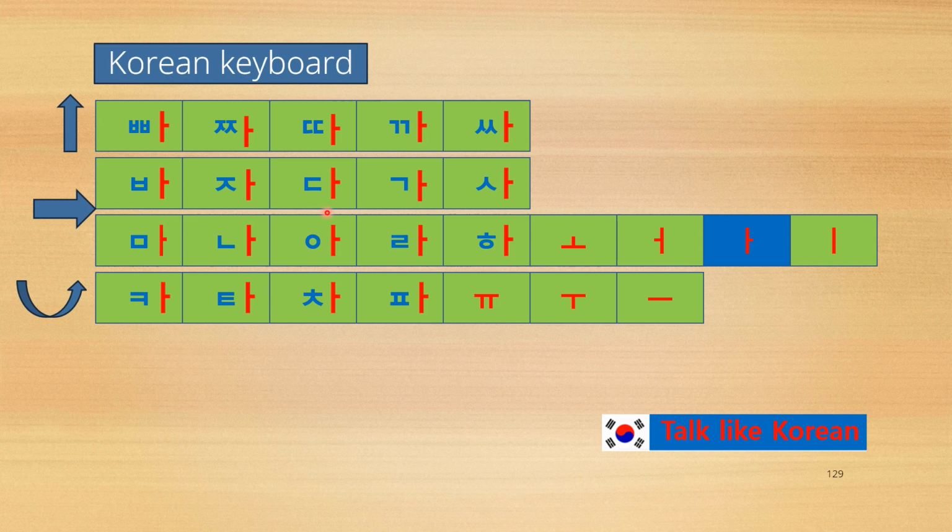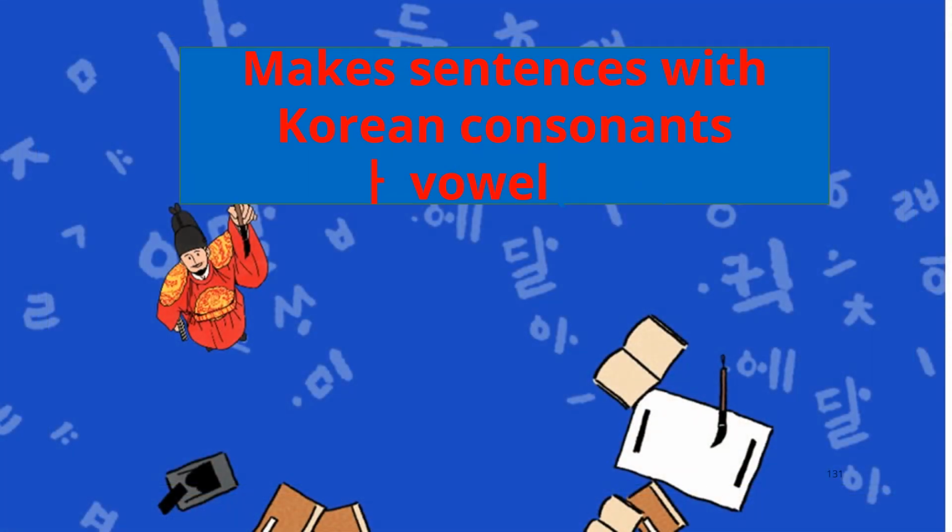Okay? In this video, we are doing the sounds. But next one is o, and then e, and o, and u, and then u, things like that. And then you can talk like Korean when you practice. So when you've got time, you can just practice, okay? Make sentences with the Korean consonants and vowels.